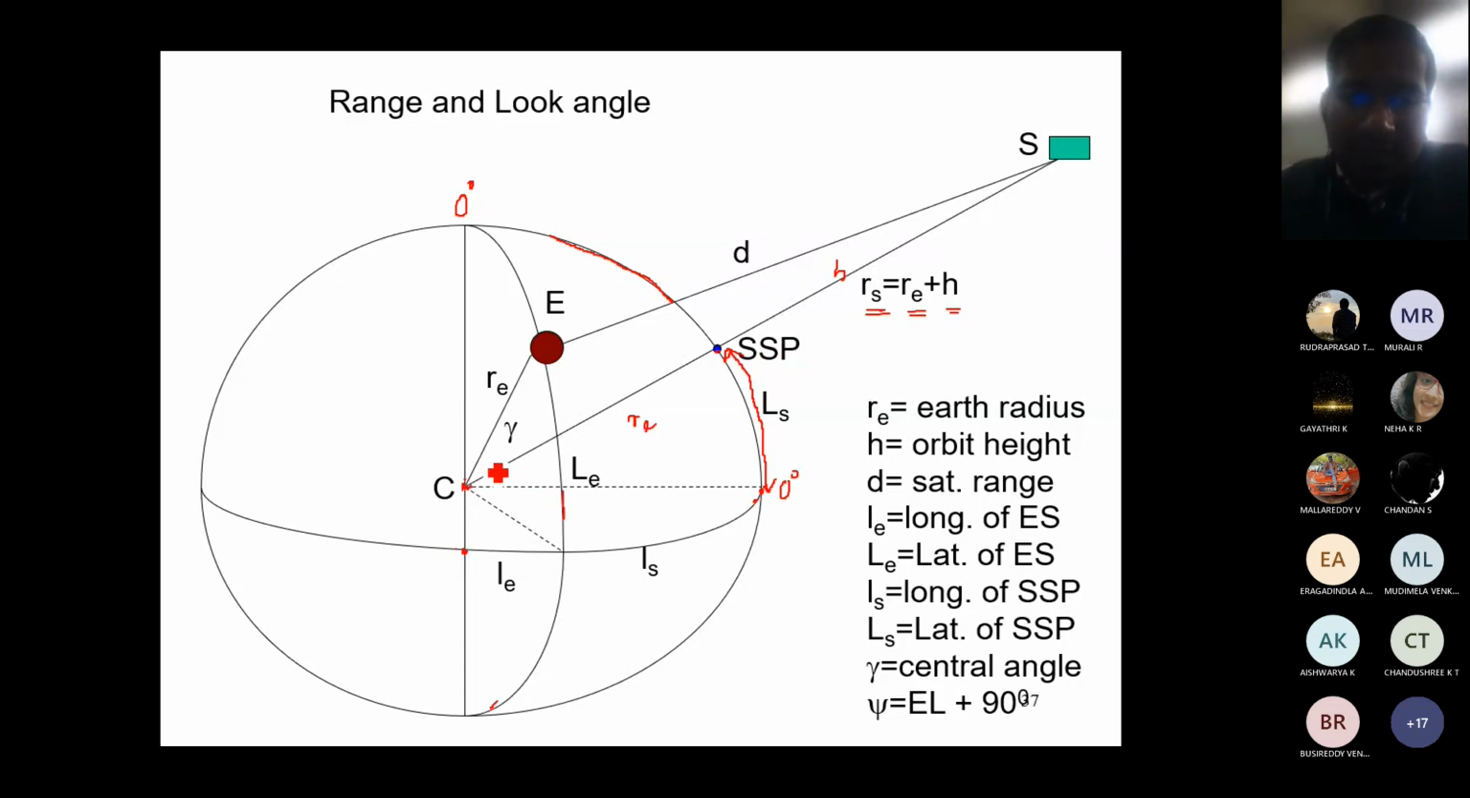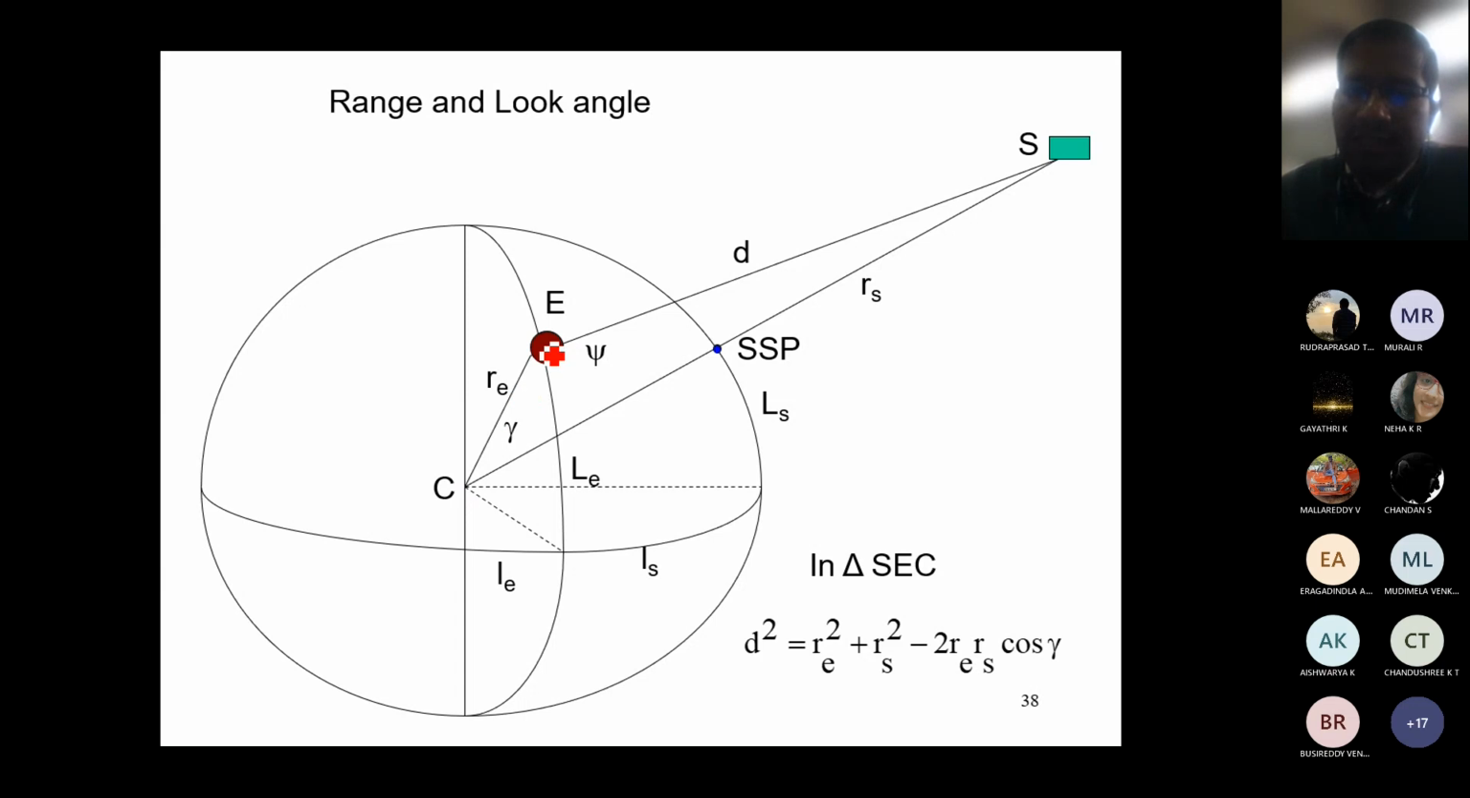Now, this angle we have represented by gamma, and this angle by psi. If you see this triangle, the Earth station, satellite and Earth center triangle, by using the triangle law we can write d square is equal to RE square plus RS square minus 2 into RE into RS into cos gamma. This is the property of the triangle.